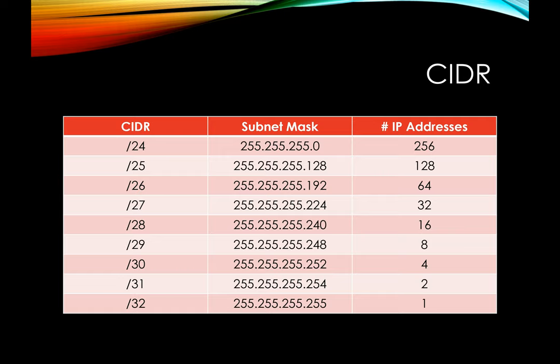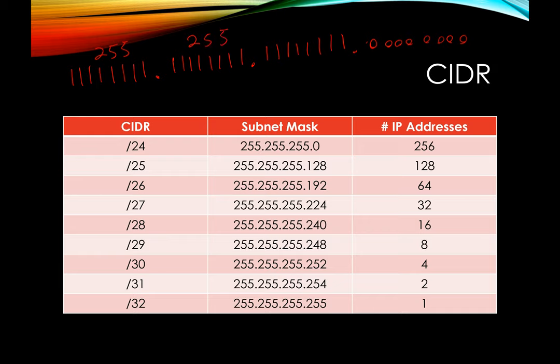So we know from earlier, 255 is 1, 2, 3, 4, 5, 6, 7, 8 ones, and 0 is eight zeros. So that's 255.255.255.0.